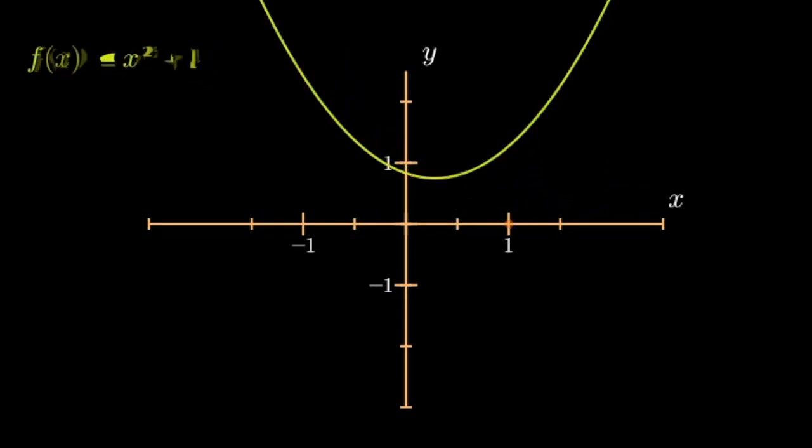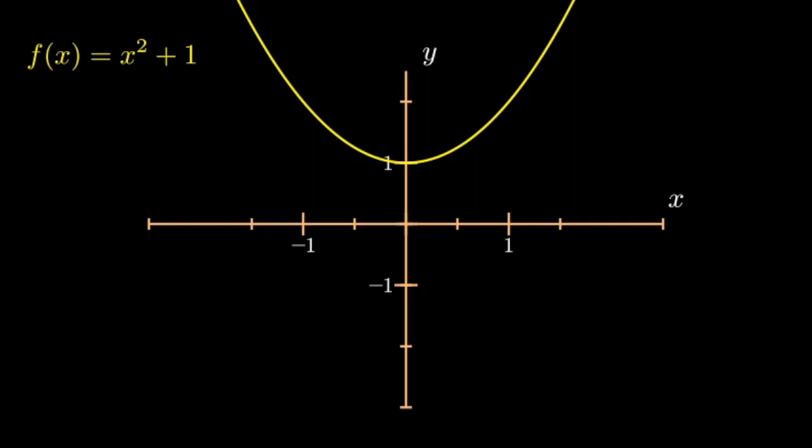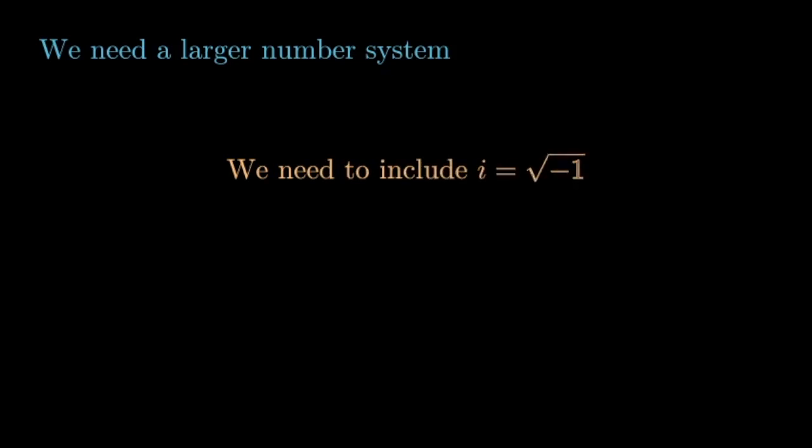If we look at the graph of x squared plus 1, however, there's no real number that we could insert into this equation such that f of x equals 0. No number squared plus 1 will give you 0, not for real numbers. So there seems to be some contradiction between the fundamental theorem of algebra and this quadratic polynomial. It turns out that we need a larger number system. We need to include the square root of minus 1, which we denote by i.